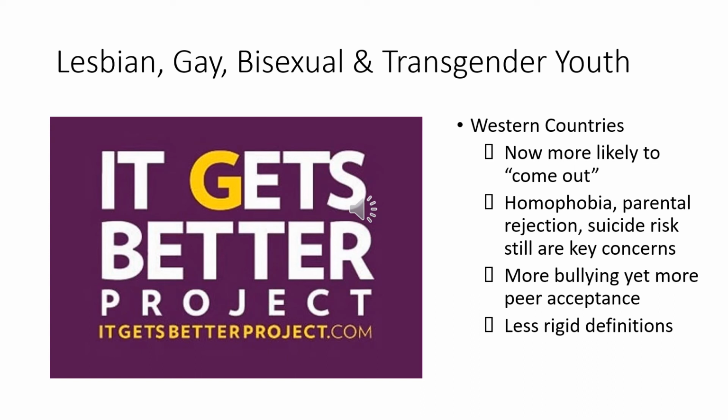And adolescents and emerging and young adults are less likely to feel like they always have to put themselves in a box or have a rigid definition, and might be able to have some more fluidity around sexuality or gender identity. Yet at the same time, we still are seeing that lesbian, gay, bisexual, and particularly transgender youth are more at risk for rejection from parents and others, more at risk for suicide, also more at risk for physical assault. So more bullying, yet also increasing parental acceptance. So again, good news, bad news.